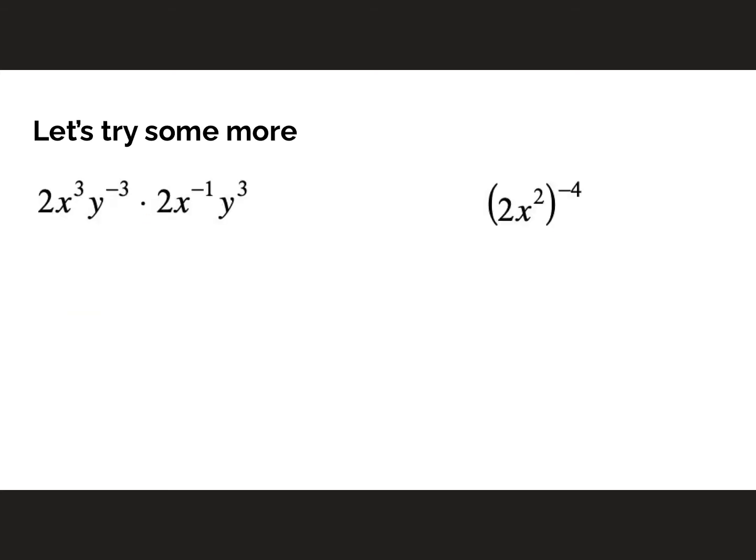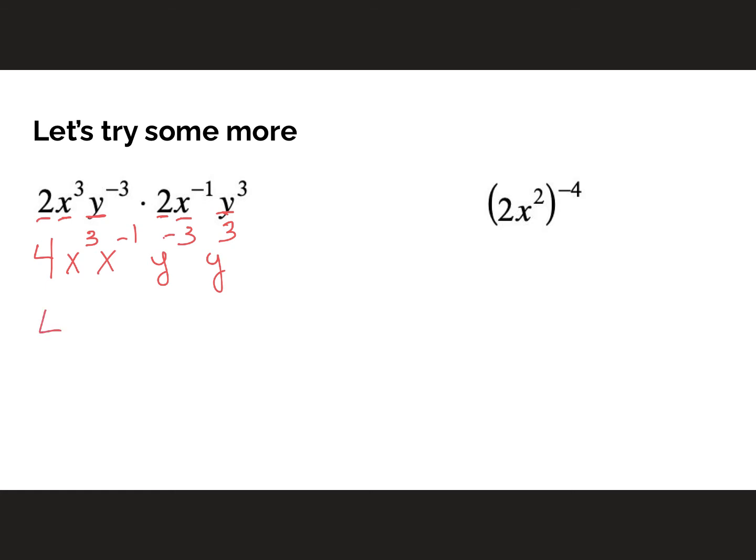Okay, so here's ones that look a little bit more complex. Let's start with this one on the left again. I have 2 2's. So 2 times 2 is going to give me 4. And then let's look at the x's. Here I have x to the 3rd times x to the negative 1. So let me just write them next to each other. X to the 3rd, x to the negative 1. Then I have y to the negative 3. And then I have y to the 3rd.